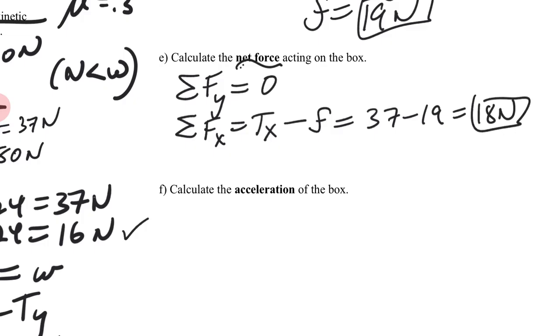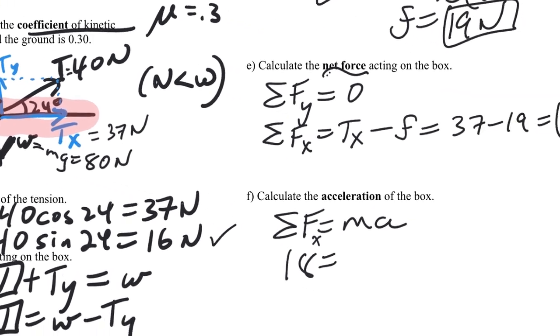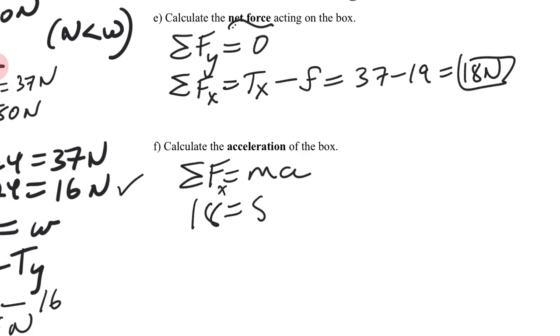So calculate the acceleration of the box. Net force equals ma. We're doing x, of course. So 18 equals the mass, which is 8. Don't put the weight in, times a. So acceleration is 18 divided by 8.